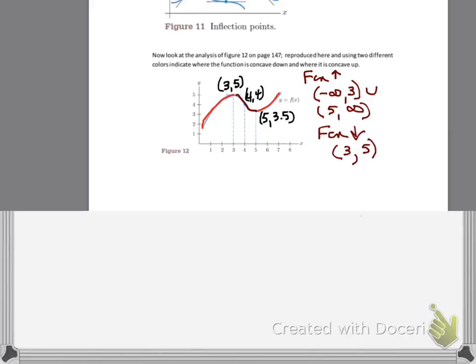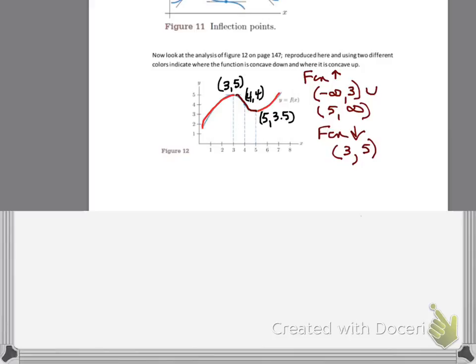Okay, that's the interval on the domain, so I'm reading my x values, where the function's decreasing, where the y values are declining. Alright, so that's one type of analysis. What else can we talk about?